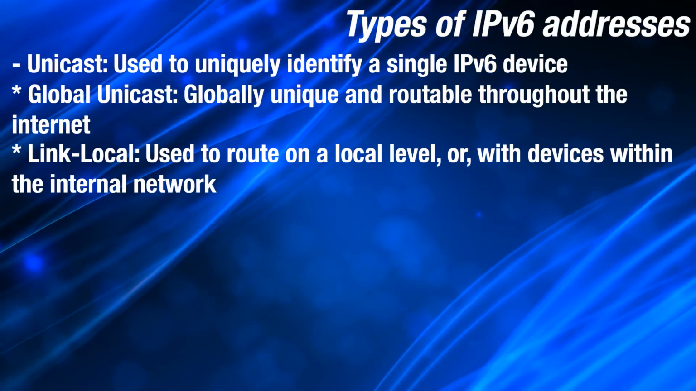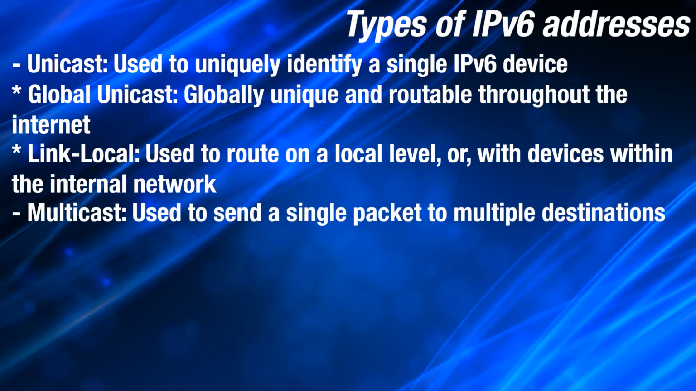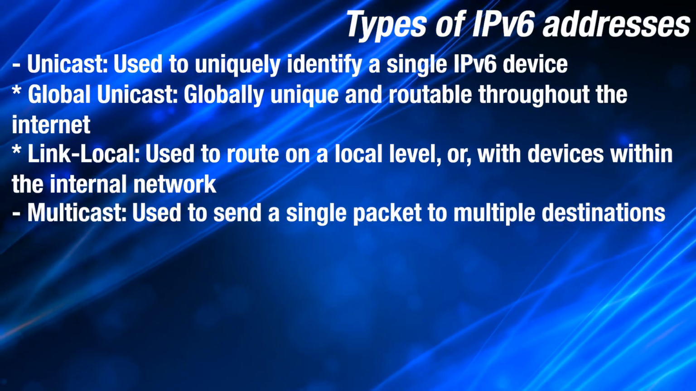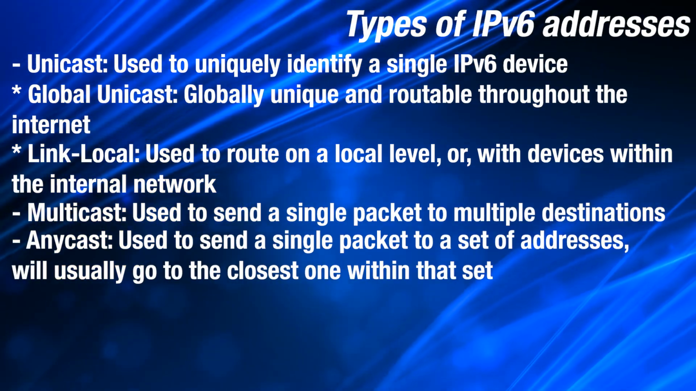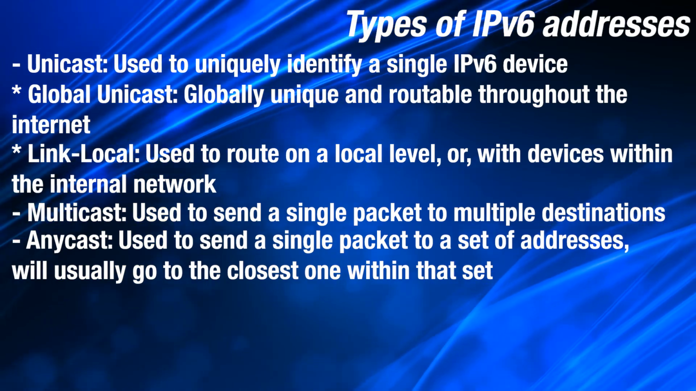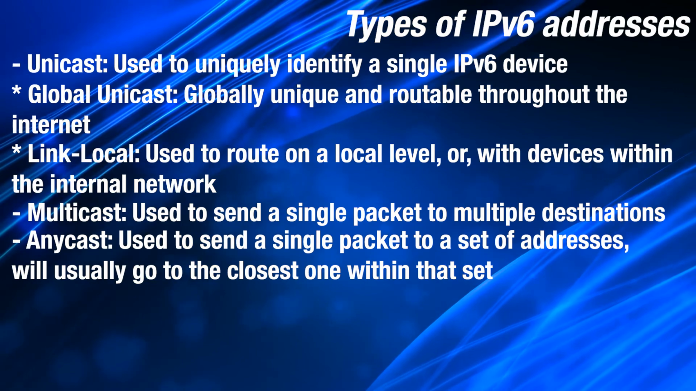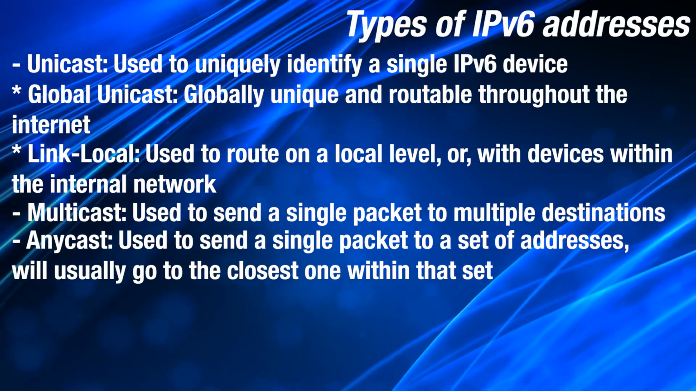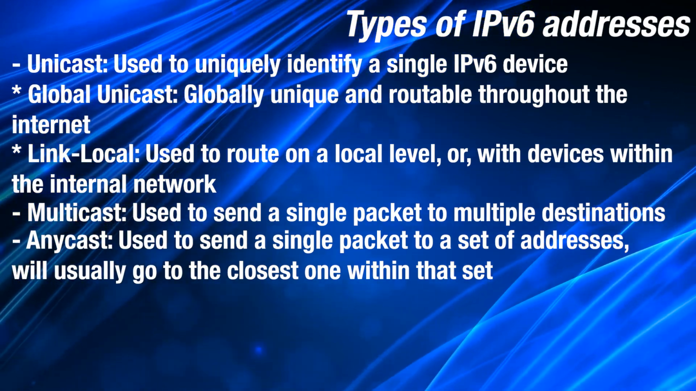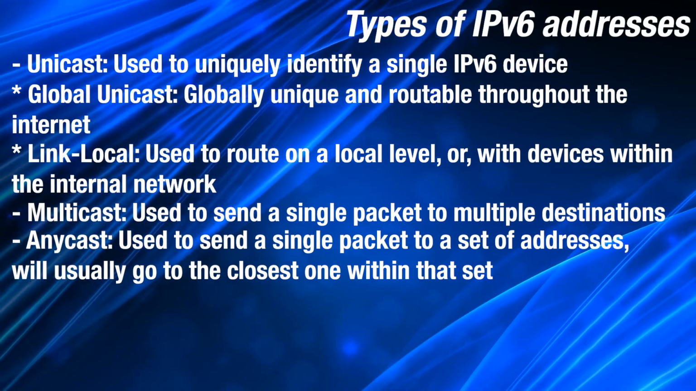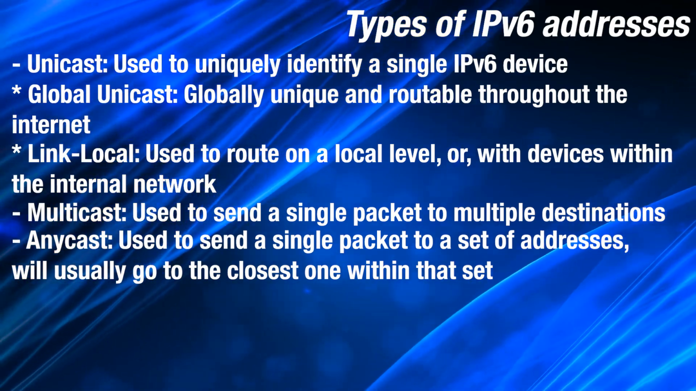There are three kinds of IPv6 addresses: unicast for single devices, multicast for multiple destinations, and anycast for multiple addresses. For anycast, the packet will be sent to the closest address. There are some unicast addresses that you need to be aware of. Global unicast. Like IPv4 external addresses, these are internet routable.